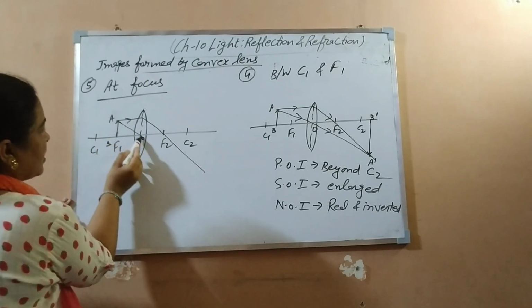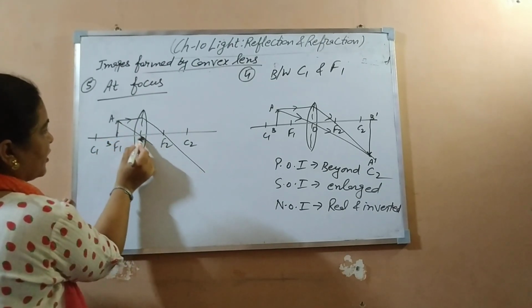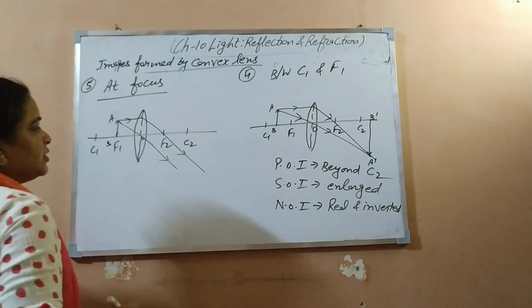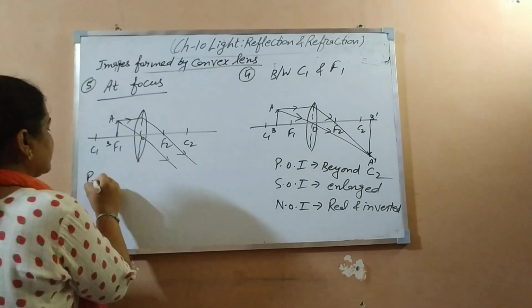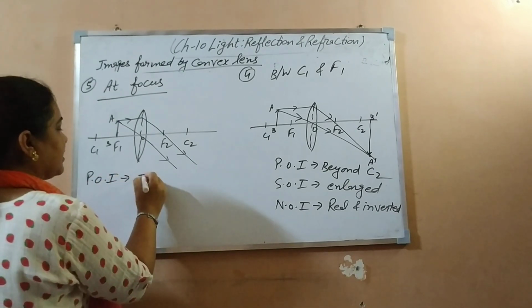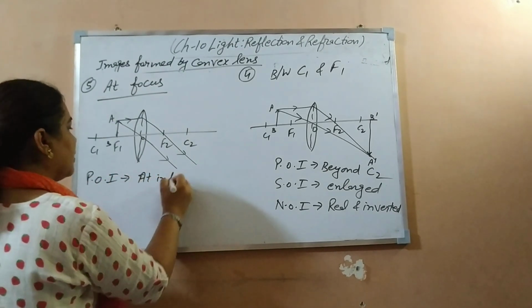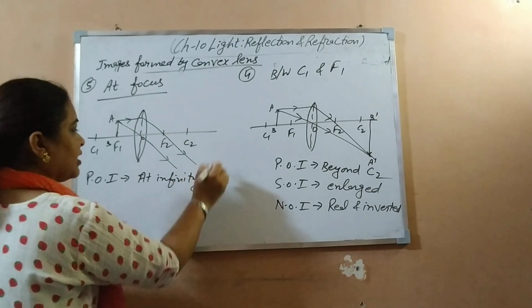Another ray, where would it pass? Optical center. So what will you get? You will get a parallel beam of light. What does it mean? What is the position of the image? At infinity. The parallel beam will meet at infinity.